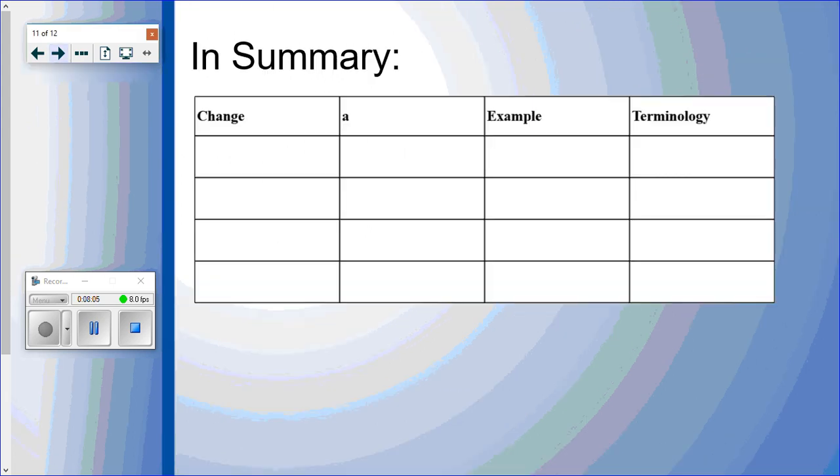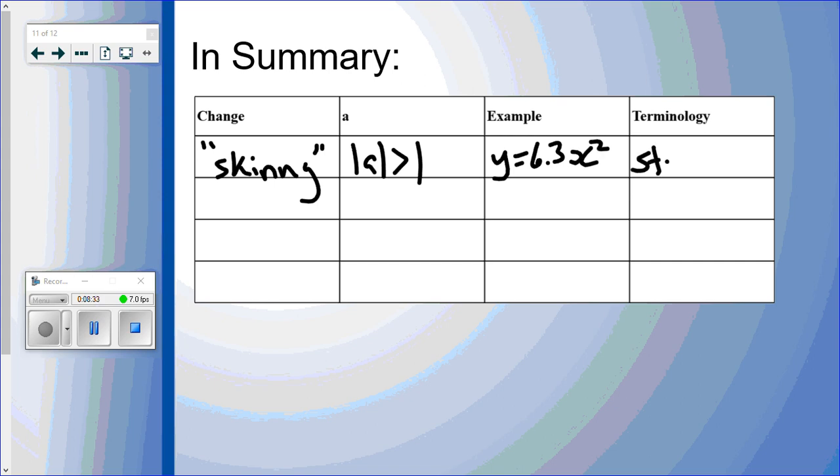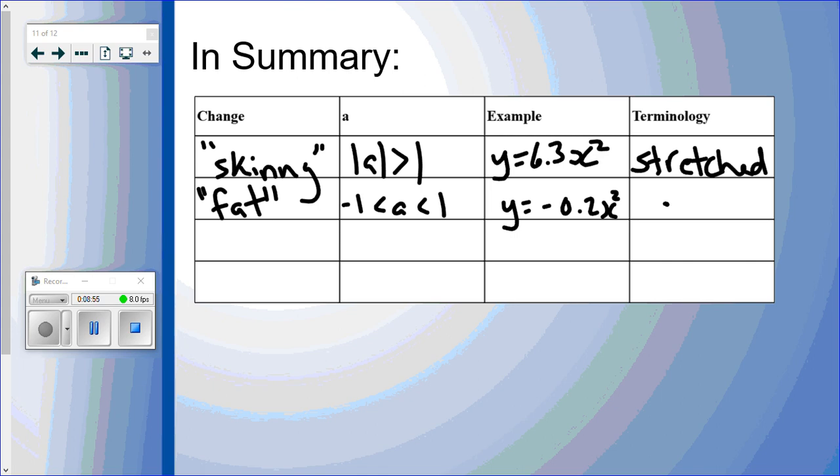So in summary, the human version is skinny, which means that our A value, the absolute value of A, meaning we're ignoring the signs, has to be bigger than 1. And the terminology is it's stretched. Now to make something fat or wider, A has to be between -1 and 1. And the terminology for this is compressed.